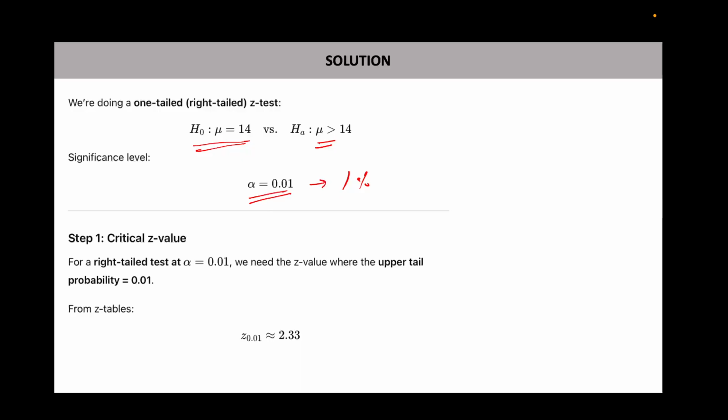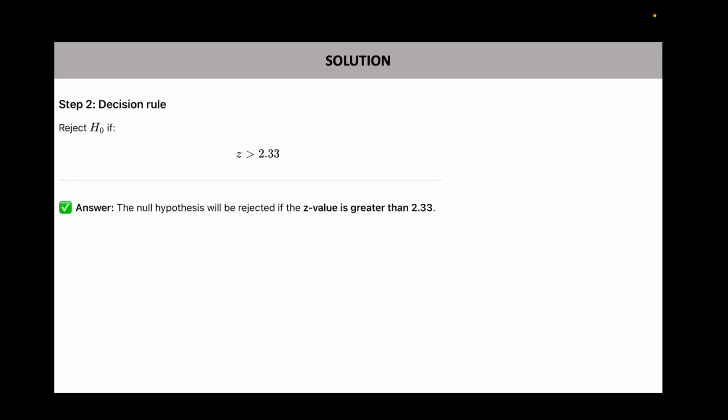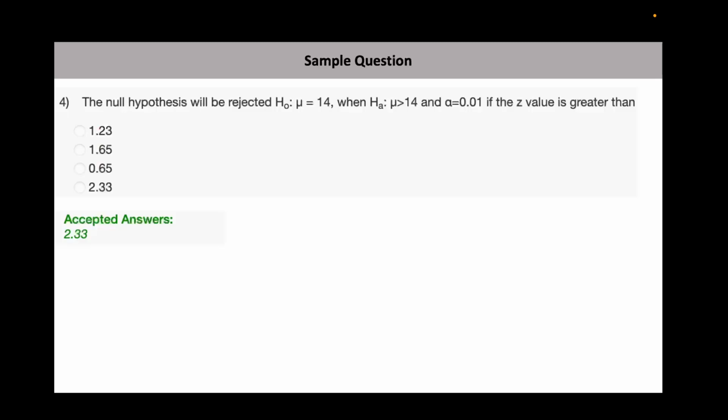For a right tail test, when your alpha value is 0.01, we need the z value for the upper probability. From the table, the z value under 0.01 is 2.33. Now, if our z value is greater than 2.33, only in that case will we reject the null hypothesis. So this was exactly the question.